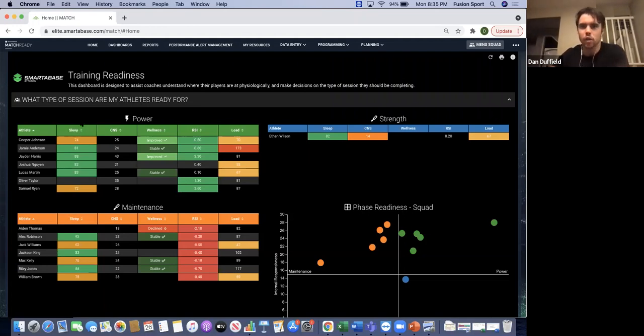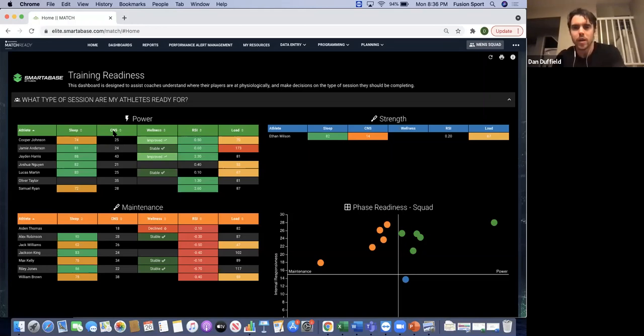We've got a value of sleep coming from a wearable technology, in this case an Oura Ring. The second one is a measure of their central nervous system readiness using a technology called Omega Wave. We've got self-reported wellness, which we collect through the mobile app. RSI using a jump mat, where we used our smart jump technology. And then finally, load was just an RPE rating. You can use wearable technology like a GPS or your Garmin or Polar devices, but we just wanted some sort of measure of load to indicate how much training we were doing.